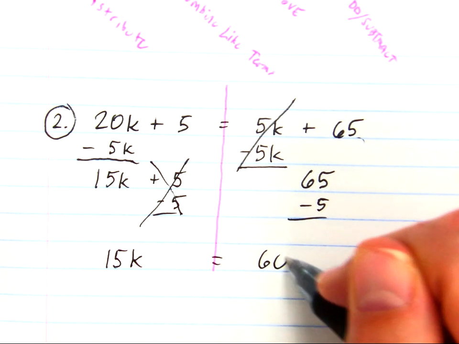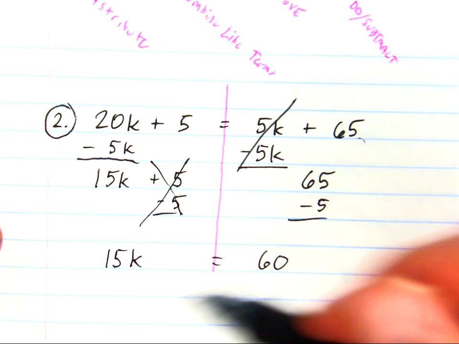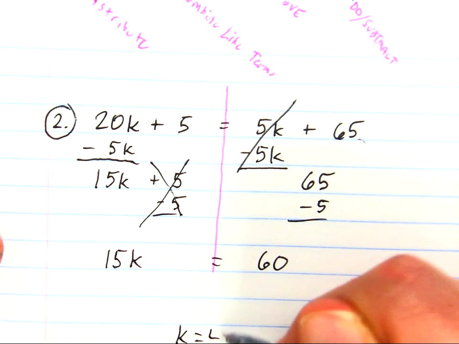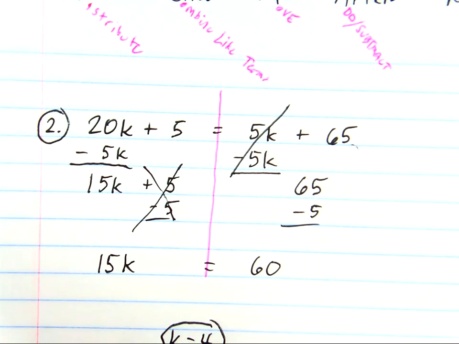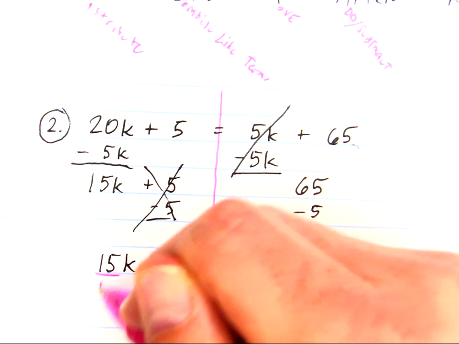So we're now at the end. A lot of people won't even do any multiplication or division. They'll just do mental math. 15 times what is 60? And the answer is 4. But what you can do, the inverse operation of multiplication here is division. So I'm going to divide by 15.